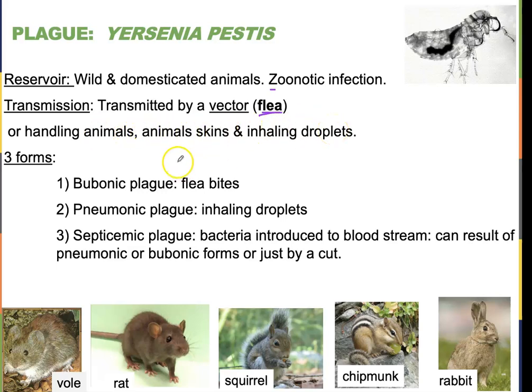There are 3 forms of the plague: bubonic plague, pneumonic plague, and septicemic plague. And you can see that the transmission is a little bit different for each. Bubonic plague is primarily transmitted by flea bites. Pneumonic plague is by inhaling droplets, as you would think. It goes into the lungs. And then septicemic plague can be a cut or some kind of direct entry into the bloodstream, or it can spread from pneumonic or bubonic plague.